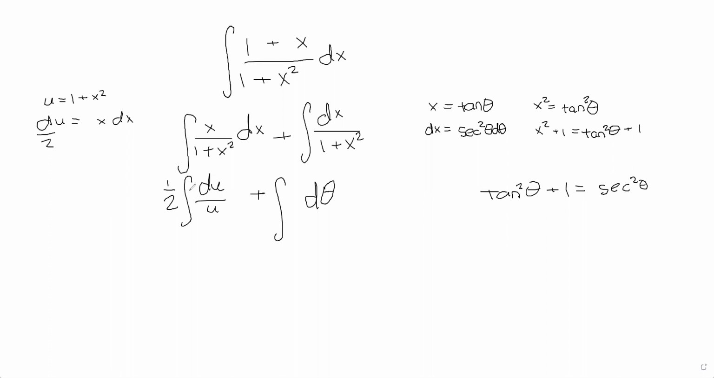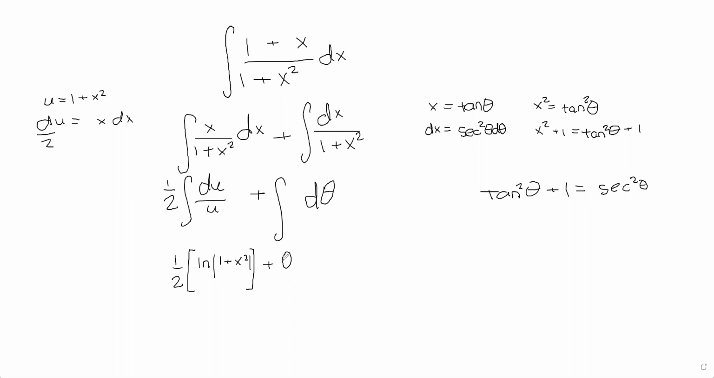So let's integrate this first part. So we have 1 over u. The antiderivative of 1 over u is going to be natural log of u. So that's going to be 1/2. Oh, we don't need the integral symbol anymore. It's going to be 1/2 natural log of u, and u happens to be 1 plus x squared. Nice. Love it. And then we have d theta. So if the antiderivative of du is u, then the antiderivative of d theta is going to be theta.